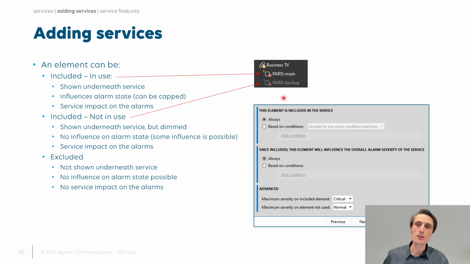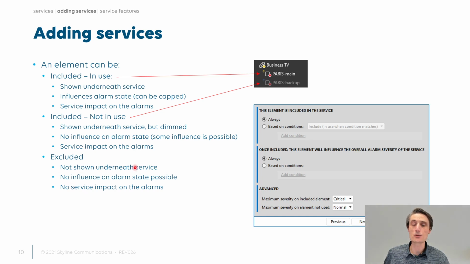Over here we see our service Business TV. And it has two elements in there, the Paris main and the Paris backup. The Paris main is indicated with a regular font color, and it is included and so-called also in use. So that's the default thing. If I put an element in there, it will by default be included. The Paris backup, although, is a little bit dimmed out. And actually this one is still included, it's still shown here underneath the service name, but it is dimmed out, so it's not currently in use. And maybe there's even another backup or another site which I actually don't see because that's excluded.